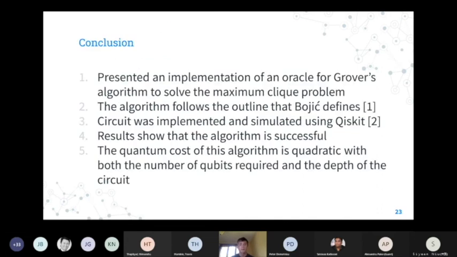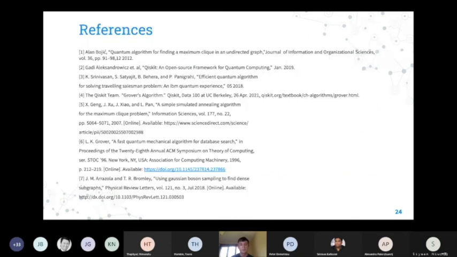So in conclusion, we presented an implementation of an oracle for Grover's algorithm to solve the maximum clique problem. The algorithm follows the outline that Bochik defines. The circuit was implemented and simulated using Qiskit. The results showed that the algorithm was successful, and the quantum cost of this algorithm is quadratic, with both the number of qubits required and the depth of the circuit, where magnitude of V is the independent variable.